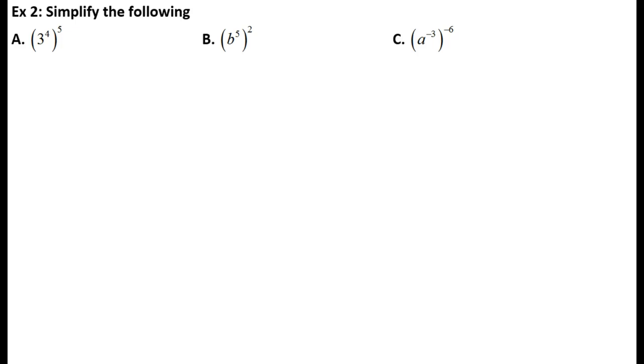So taking a look at example 2, first problem A, I'm not going to write this in expanded form. Well, I am, but not complete expanded form. I'm just going to rewrite as 3 to the 4th, and I'm going to do that 5 times. Times 3 to the 4th, times 3 to the 4th, times 3 to the 4th, times 3 to the 4th.